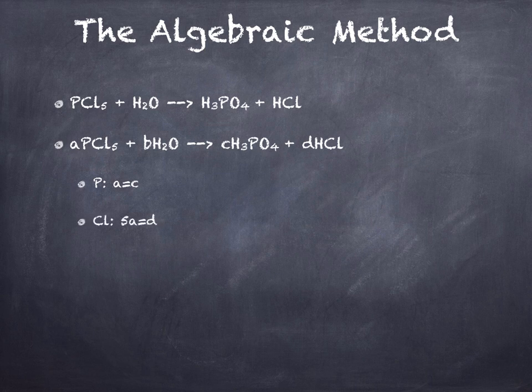Next, we notice that 5A must equal D, and that is because the chlorine has a subscript of 5. That means it is multiplied by 5, whereas on the product side, there's only 1 chlorine with no subscript. So as you notice, all these equalities and relations that we're coming up with algebraically are based on the subscripts. So that's something to be watched out for more in the algebraic method than in the traditional method. So based on the subscripts, we're going to come up with another identity, I would suppose, or just relation.